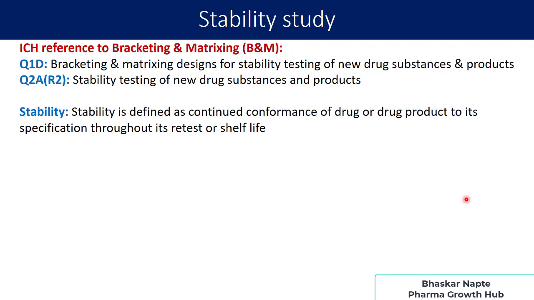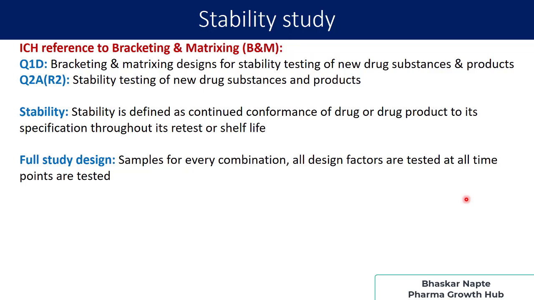What is meant by stability study? Just a brief information about the stability study: it is defined as a continued conformance of drug substance or drug product to its specification throughout its retest or shelf life. That is the stability. Now there is something called the full study design. The samples for every combination of all design factors are tested at all time points. It means if you have different strengths, different packaging, and container closure systems, you are going to define the stability testing across all these permutations and combinations.